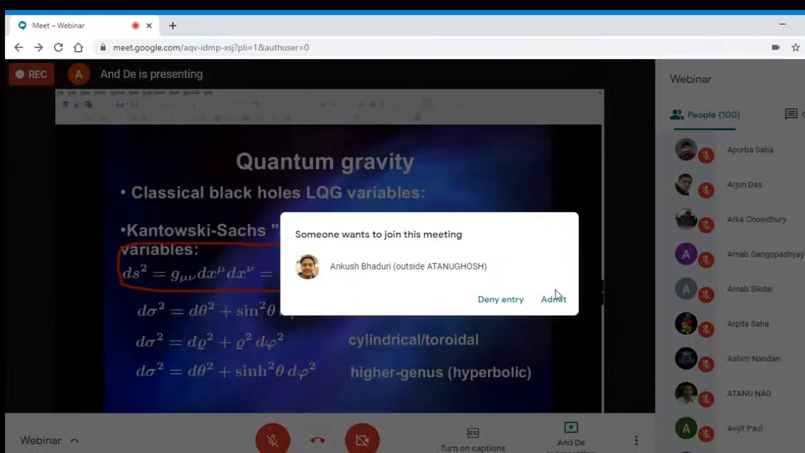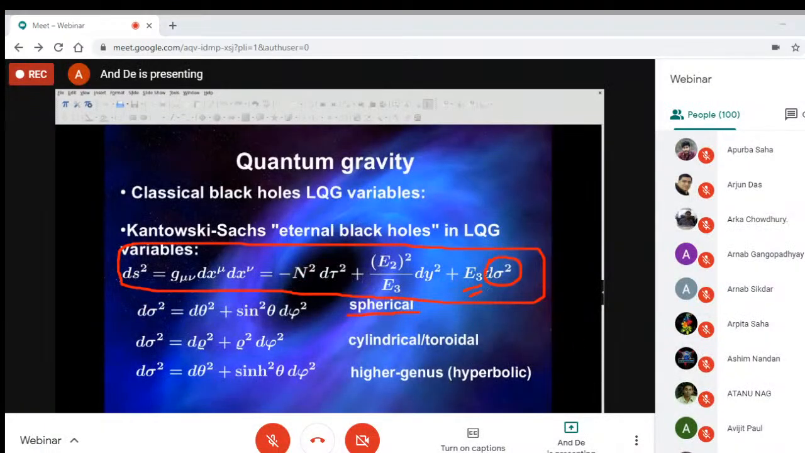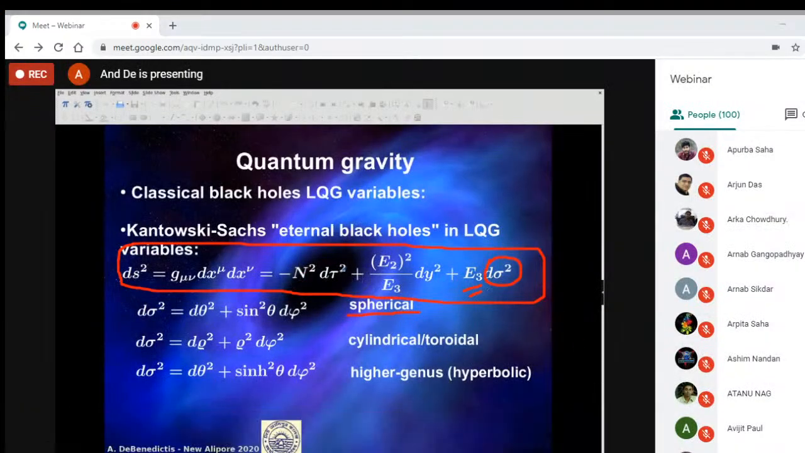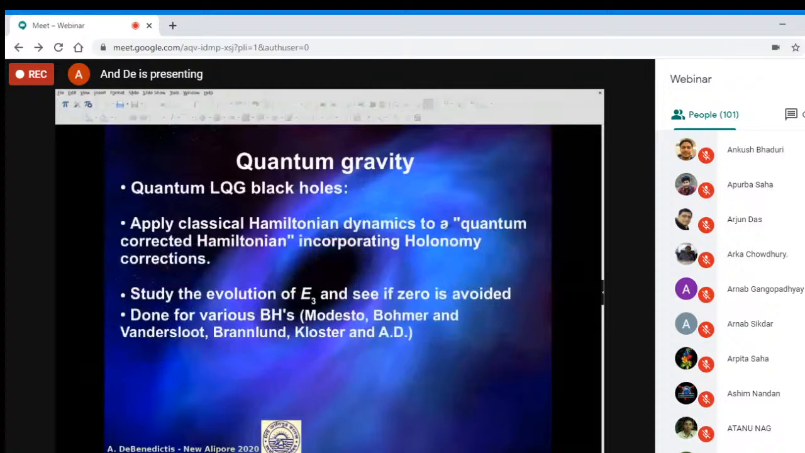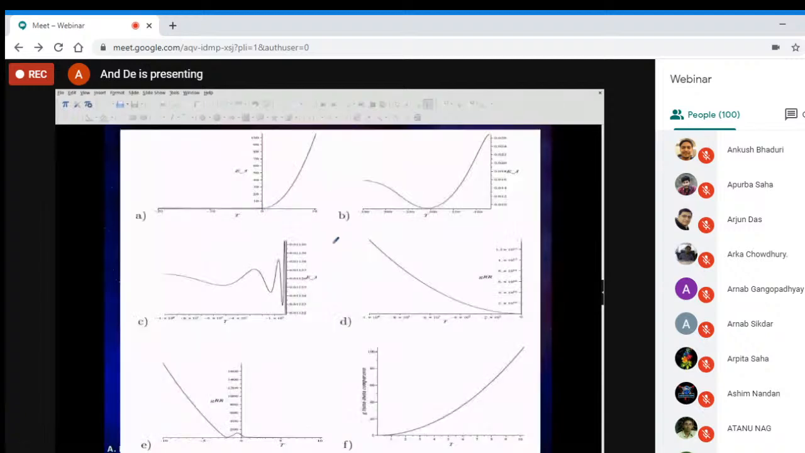So in the classical theory, in general relativity, inside a black hole, in reasonable black holes, E3 will eventually go to 0 for these types of black holes. Let's see what happens in the quantum corrected case. Here I'm just describing what I said about E3. We're going to now take a look at what are called holonomy corrections, which we are going to apply to the Hamiltonian here. I'm just going to show you the results.